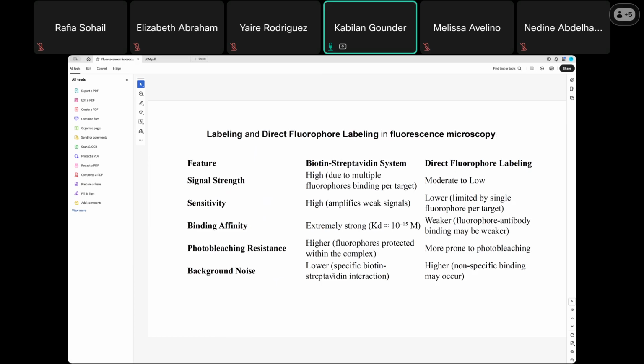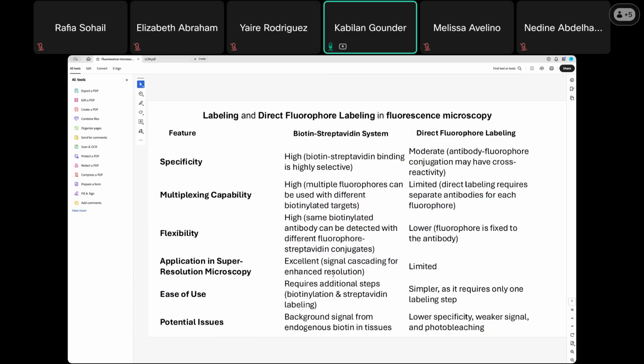So these are the two different approaches we are working with. The biotin and streptavidin system is better, but it's an extra step. Not necessarily must you always use it, even though it's better; direct fluorophore labeling is a quick way you can use for routine work. Also the specificity advantage is high compared to direct fluorophore labeling.